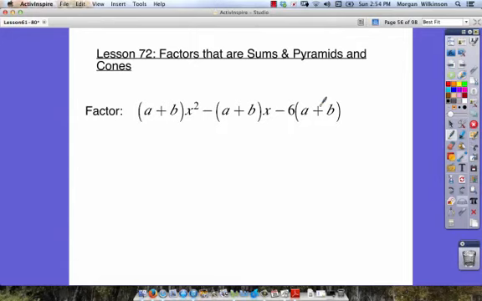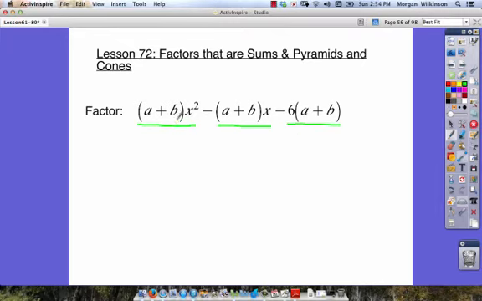Lesson number 72 is about factors that are sums and pyramids and cones. Now we have to factor this first problem, and what we need to see in order to factor it is that there are three different terms. We've got our first term, our second term, and our third term, and each of these terms is separated by subtraction.